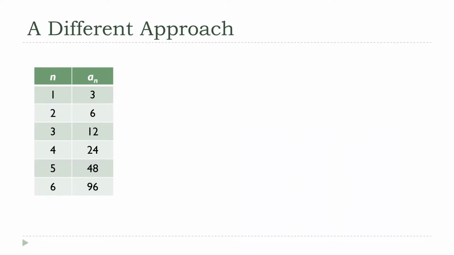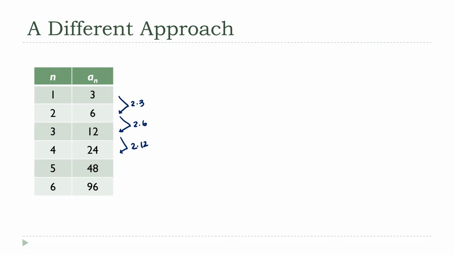Take a look at this sequence. It isn't immediately obvious how we could write a term of this sequence as a function of n. One thing that does stand out to me is that each term is 2 times the previous one. 6 is 2 times 3. 12 is 2 times 6, and so on.